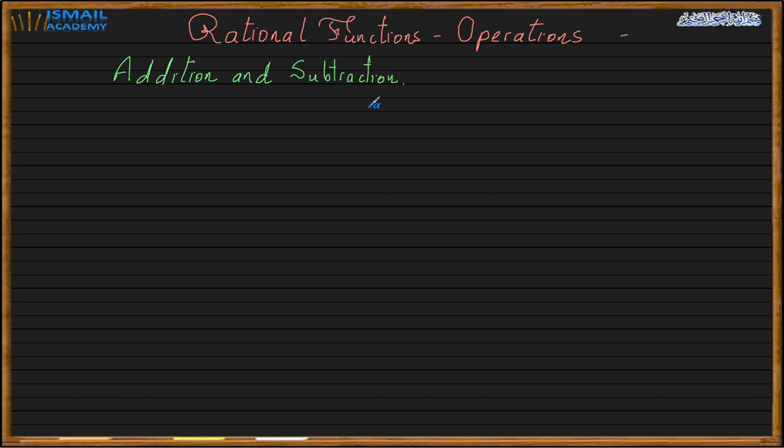Adding or subtracting rational expressions is the same thing as adding and subtracting rational numbers. The same concept. So let me refresh your memory about addition with rational numbers. Suppose we have 2 over 13 plus 5 over 10. The denominators are not the same, so this is unlike denominators.